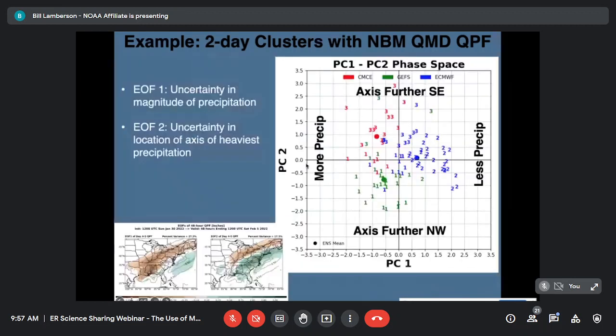All right, so again, we have the phase space here with all ensemble members, and we went through and clustered it, and I've just gone through with the physical interpretation of each side of the phase space. So again, the members with the positive principal component for EOF1 have less precipitation, negative principal component for EOF1 more, and then negative principal component for EOF2 further northwest with that axis versus further southeast for these ensemble members up in this area of the phase space.